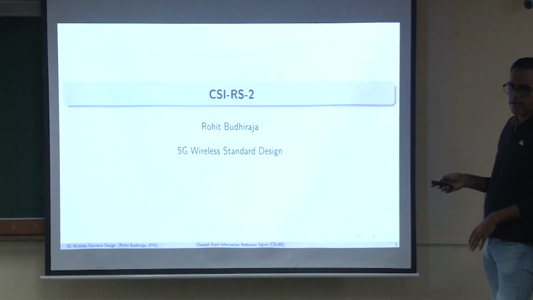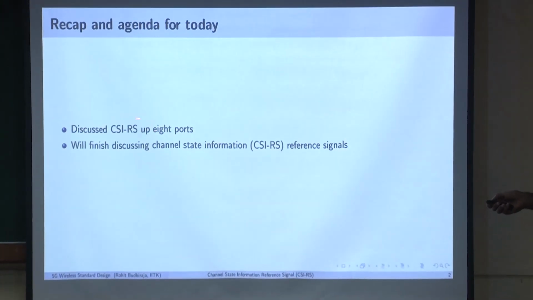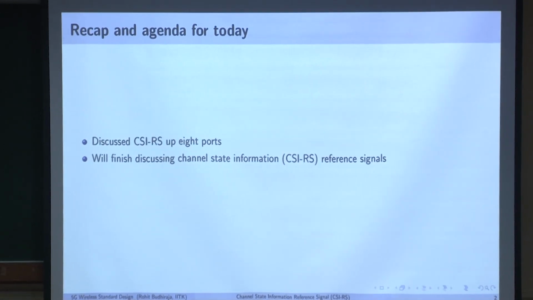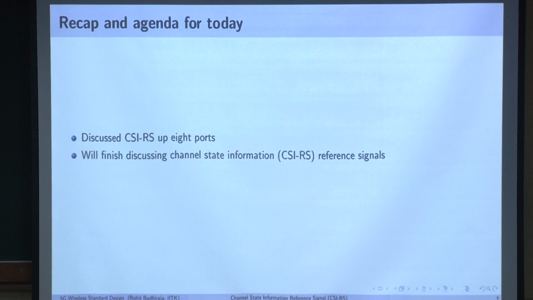Welcome back. So we have been discussing CSI-RS, and what we discussed in the last class was CSI-RS up to 8 ports. We'll finish discussing the CSI-RS today, and we'll learn about MIMO transmission. If you recall, we were discussing MIMO, and then we digressed from MIMO and started learning this different kind of CSI-RS, different kind of reference signals. One primary reason for this different port reference signal is MIMO. Otherwise, you don't need different port transmission.